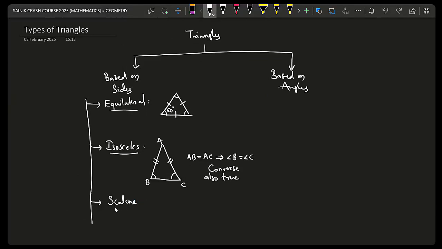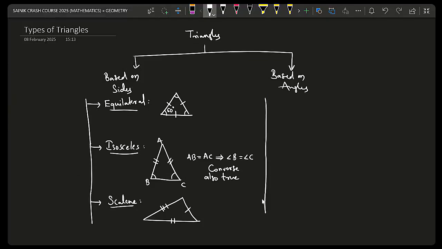And let's discuss scalene triangle. What is scalene triangle? A triangle in which all the three sides are different. That means no two sides are equal. You can take a triangle like this. No two sides are equal. Let us use different number of strikes so that it represents all the three are different. That is scalene triangle. Okay. So this is about the types of triangles based on sides.